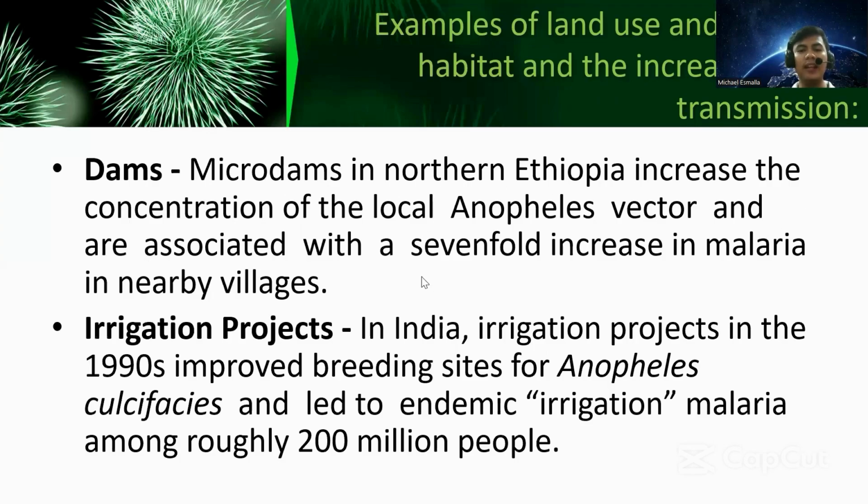Irrigation projects, too. In India, irrigation projects in the 1990s improved breeding sites for Anopheles culicifacies and led to endemic irrigation malaria among roughly 200 million people. So, isn't it huge, how high the cases of malaria were? It's actually due to unhealthy or impractical irrigation projects in India.